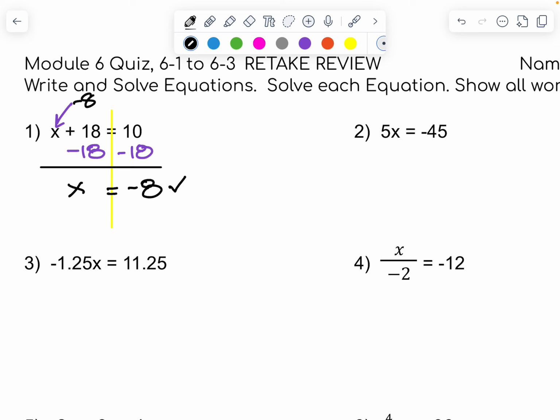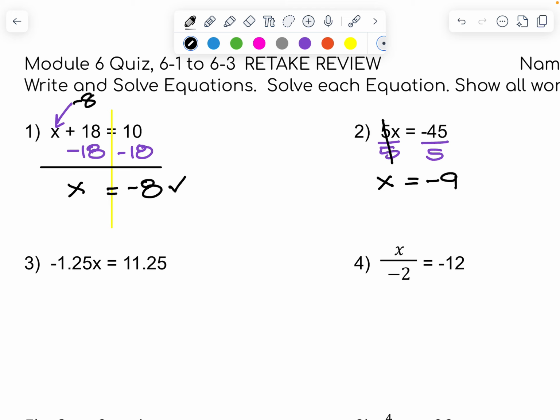All right, number two. The 5 and the x are multiplying, so the inverse operation of multiplying is division. I'm going to bring my equal sign down. 5 divided by 5 goes in there one time, so I have 1x equals a negative 9. All right, let's take a look at number 3.